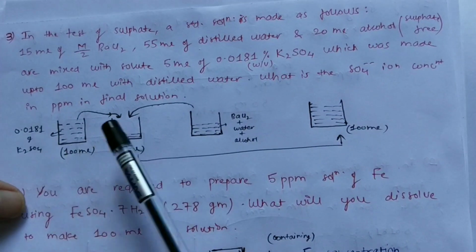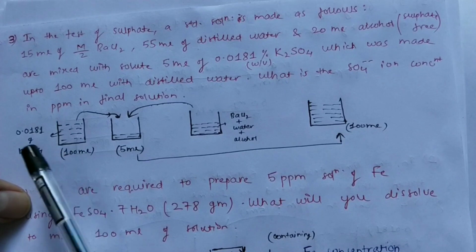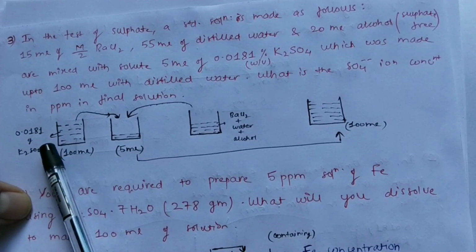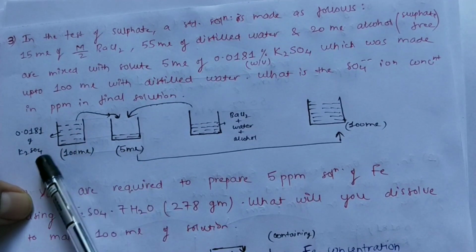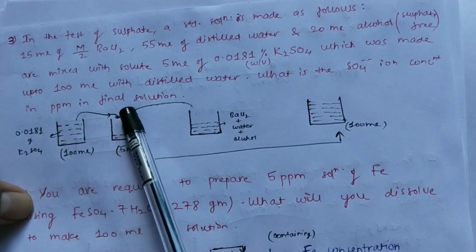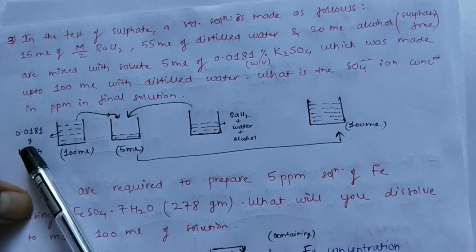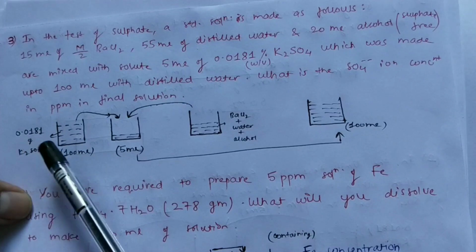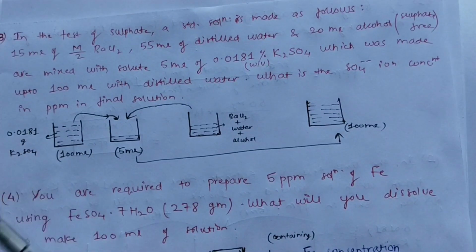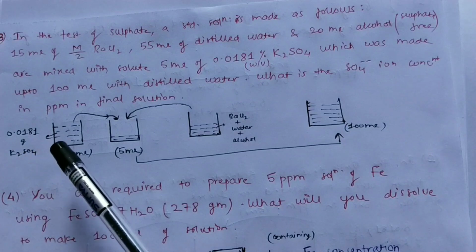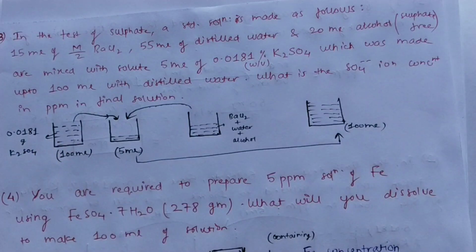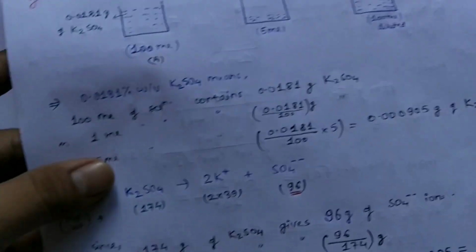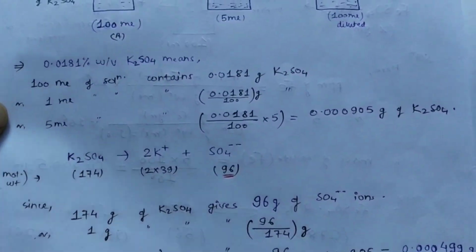Same way, you have the potassium sulfate. Out of 100 ml, if you have 0.018 gram of potassium sulfate, then out of 5 ml how much potassium sulfate will be there? That will be the mass of the potassium sulfate. Now you need to find out how many grams of sulfate ion are present in that solution. So finally you will get the parts per million. So the answer will be the same as the previous one.